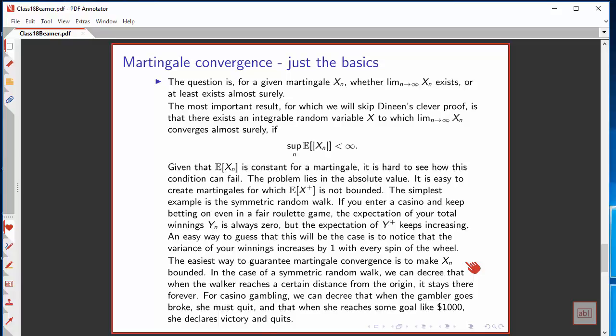A simple way of making martingales converge is to put a bound on x sub n, and in the case of a symmetric random walk, we can easily do this. If you're actually thinking of someone taking steps randomly right or left, we can say when they get a certain distance from the origin, they hit the wall. If we're doing casino gambling, on the other hand, we can say that suppose the gambler starts with $500. If she goes broke, she has to quit. If she doubles her initial stake by getting up to $1,000, she declares victory and quits.